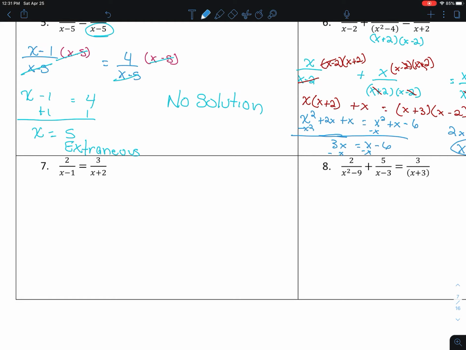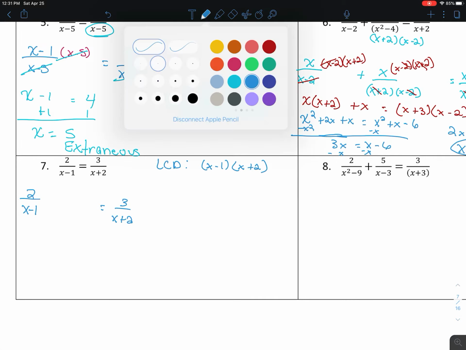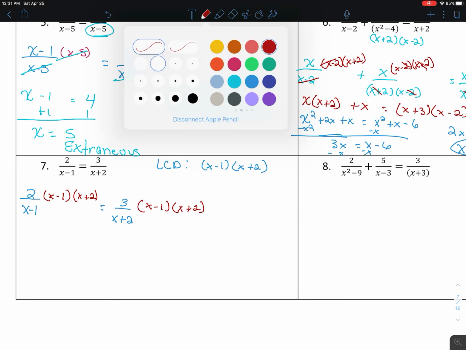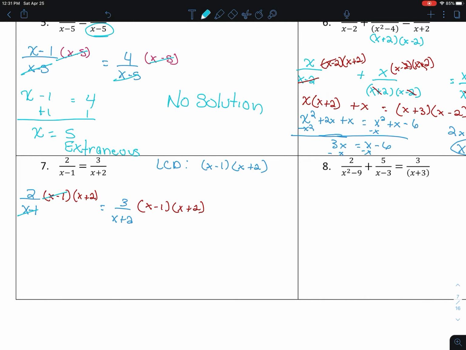All righty. Again, this one's pretty simple because we can easily tell that the least common denominator is going to be x minus 1, x plus 2. So rewriting that, I get 2 over x minus 1. That's equal to 3 over x plus 2. And then I multiply by my common denominator, x minus 1, x plus 2. And then I see x minus 1 cancel, so this is going to be 2x plus 4. X plus 2 cancels, so this is going to equal 3x minus 3.